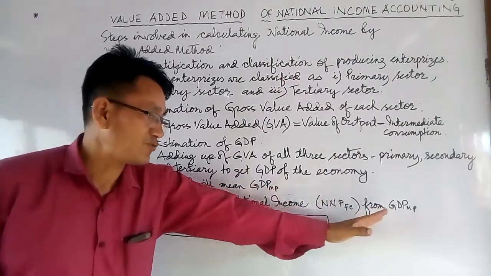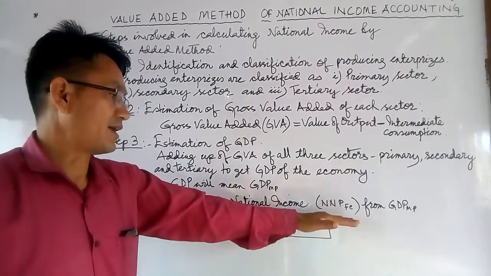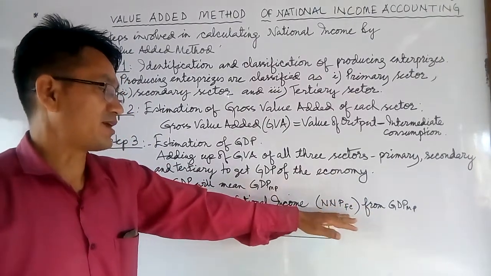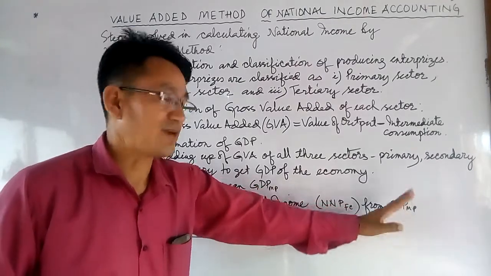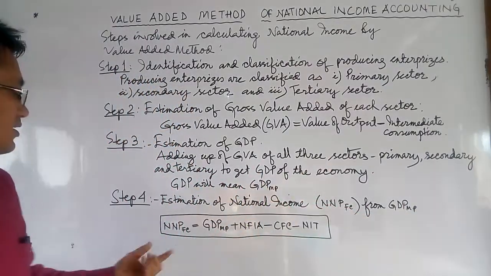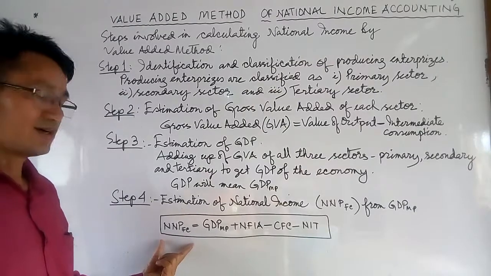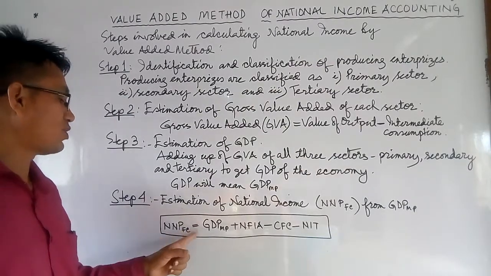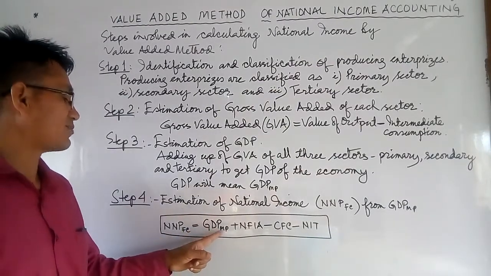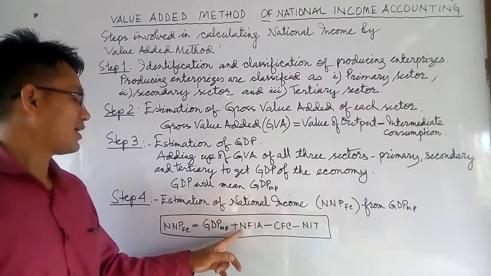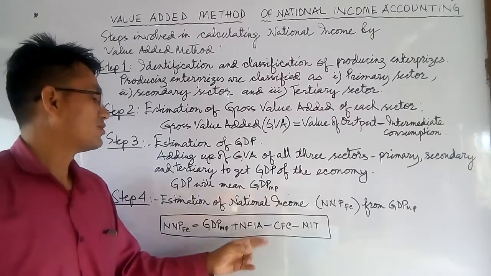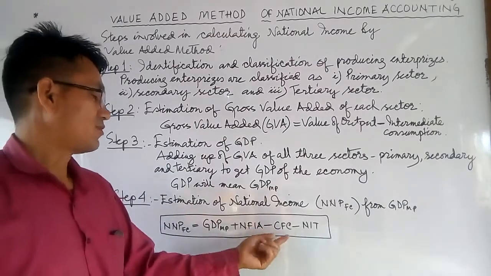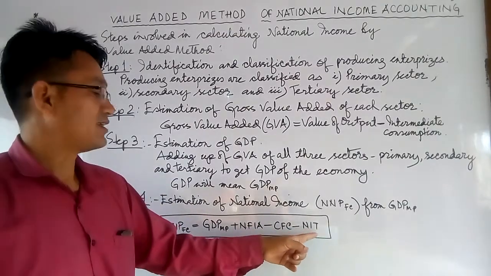It is very easy to find NPFC, that is net national product at factor cost, from gross domestic product at market price. How do we get it? Net national product at factor cost is equal to gross domestic product at market price plus NFIA, net factor income from abroad, minus CFC, minus NIT, net indirect tax.